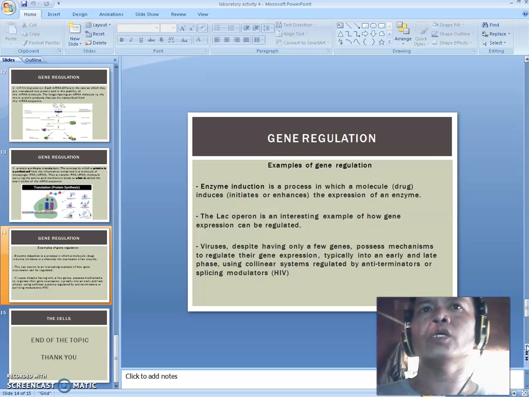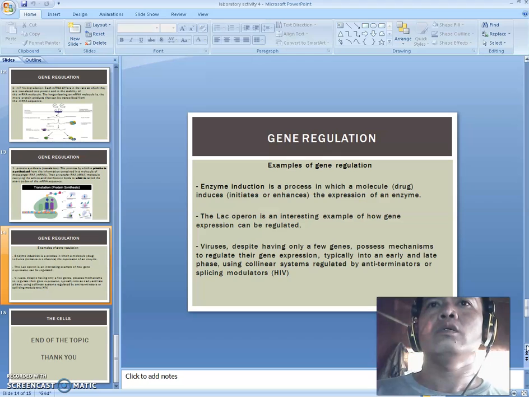And some examples of gene regulation are: enzyme induction is a process in which molecules, like a drug, initiate or enhance the expression of an enzyme. The lac operon is an interesting example of how gene expression can be regulated. Viruses, despite having only a few genes, possess mechanisms to regulate their gene expression, typically into an early and late phase, using a collinear system regulated by anti-terminators or splicing modulators.